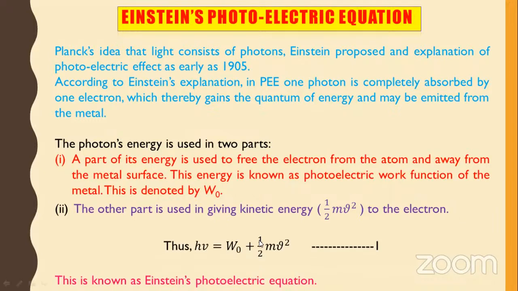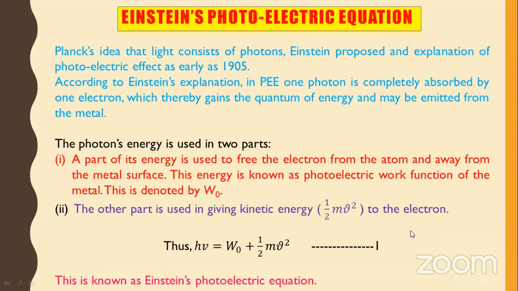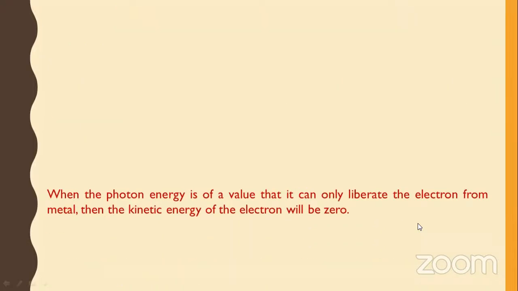Next, one photon is absorbed by one electron. The photon energy is E equals h nu. For the electron to be ejected from the metal surface, we need the work function W naught, and also the kinetic energy half m v square. This is the first equation, which you can call the photoelectric effect first equation, that means Einstein's photoelectric equation. Please remember this.